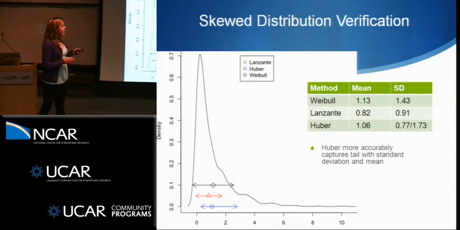If I plot a skewed distribution, this is just a Weibull distribution that's generally used, and we use the Huber estimator and the Lanzante estimator, and this here is what Weibull for this actual distribution says should be the mean and standard deviation. The Huber better captures that tail. The Huber is this blue one here, whereas the Lanzante doesn't really capture the fact that there's a tail over here, which is pretty important.